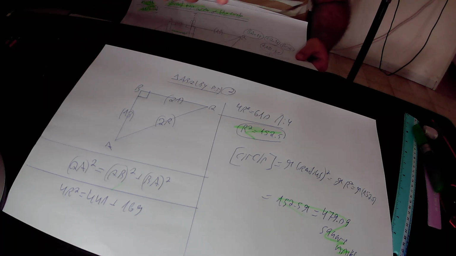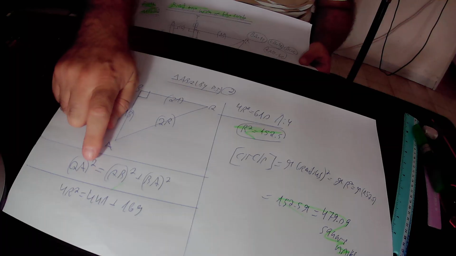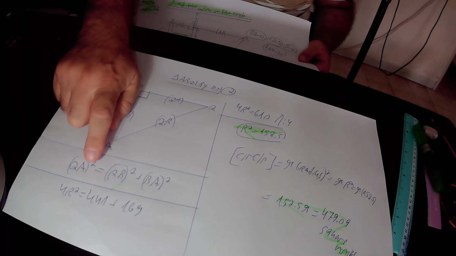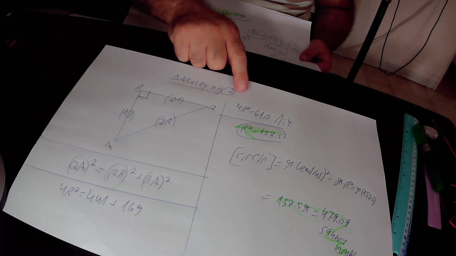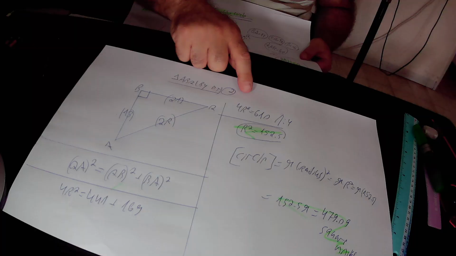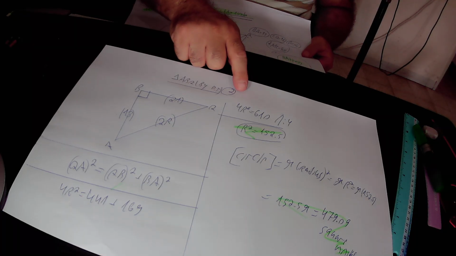So in total, we found that 4R squared equals 441 plus 169. 441 plus 169 is 610. So in total, we found out that 4R squared equals 610. Here we divide the equation by 4 and find that R squared equals 152.5.